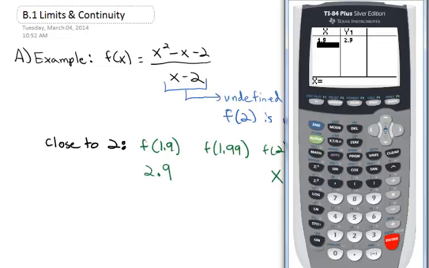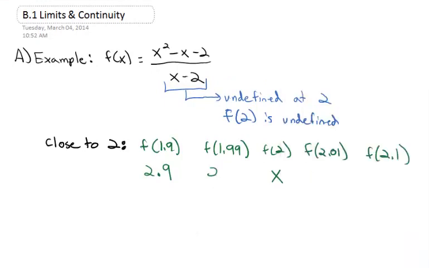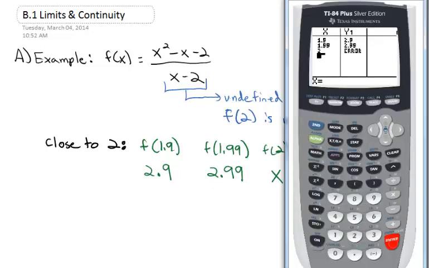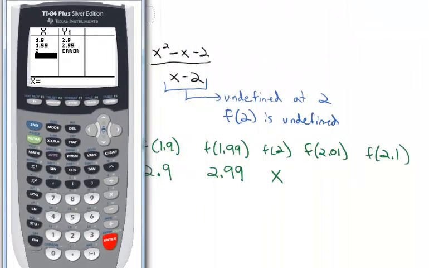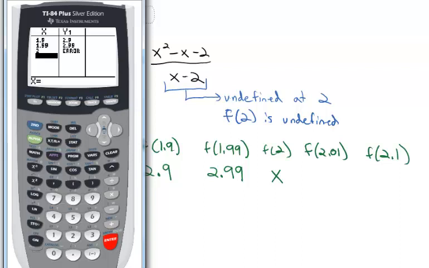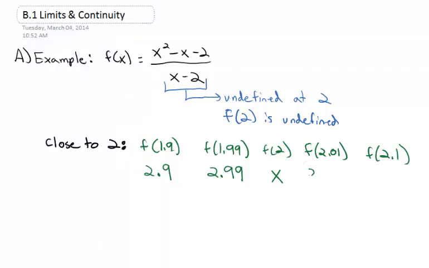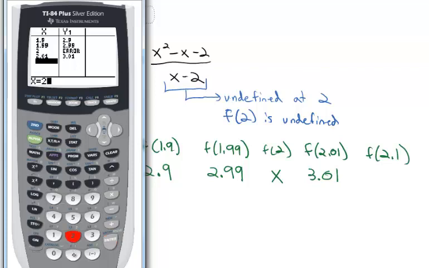Then we'll type in the next one. We wanted to find out what f of 1.99 was. And when we do that, it says y is 2.99. Now f of 2 is undefined. That gives us an error like we expected to see, because we already know that makes a 0 in the denominator. But if we put in 2.01, we end up with 3.01. And if we put in 2.1, we end up with 3.1.